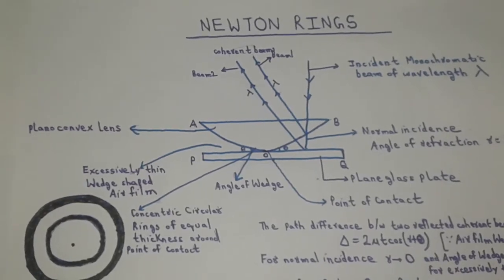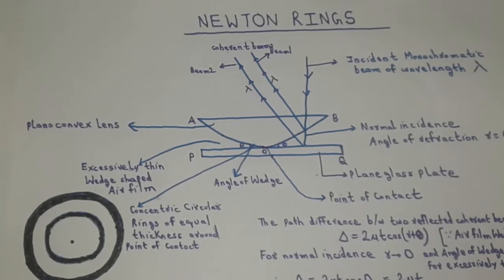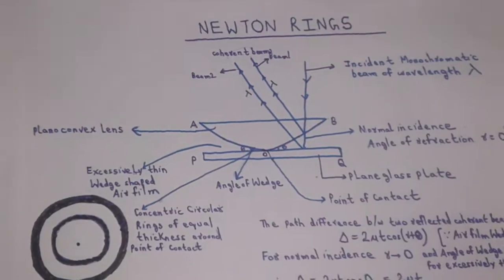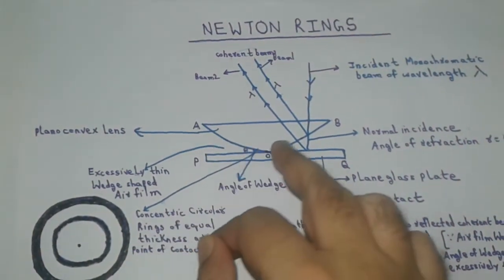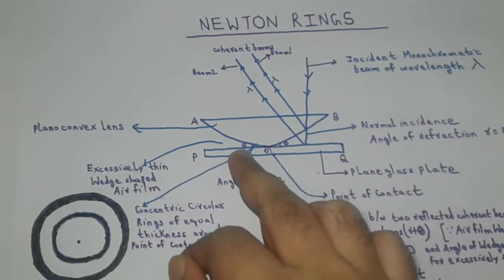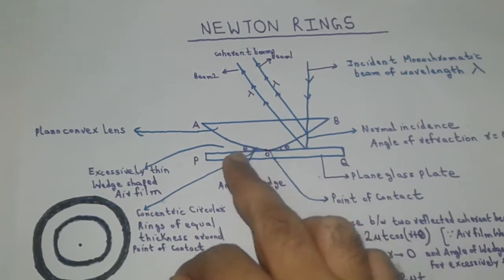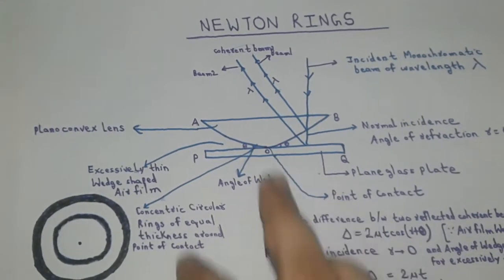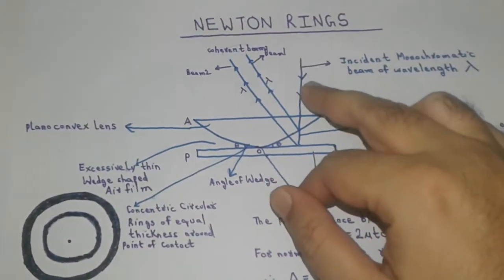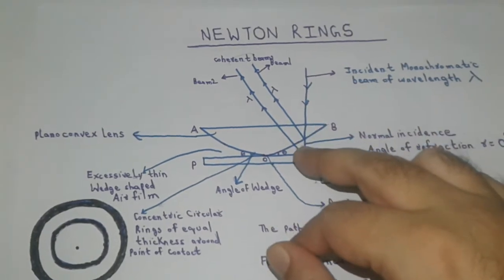Hello students. Today we will learn about Newton rings, which is based on the phenomena of interference of light. Let us consider a plano-convex lens placed in contact with a plain glass plate such that a wedge-shaped air film is formed on both sides of the point of contact. Let a monochromatic beam of wavelength lambda be incident normally on the wedge-shaped air film.